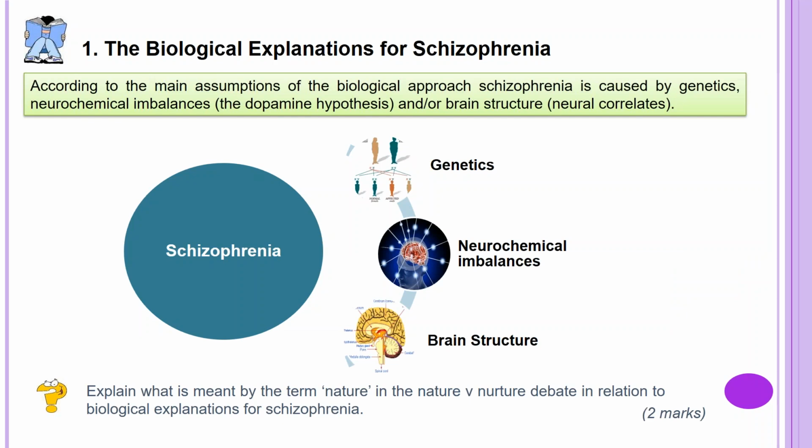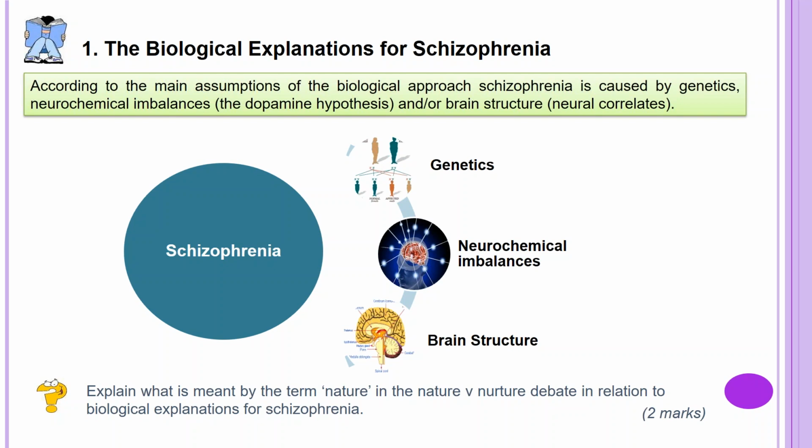So firstly, the biological explanations for schizophrenia. According to the main assumptions of the biological approach, schizophrenia is caused by genetics, neurochemical imbalances, the dopamine hypothesis, and/or brain structures, neural correlates. As you can see from the diagram, you've got genetics, neurochemical imbalances, and brain structure.